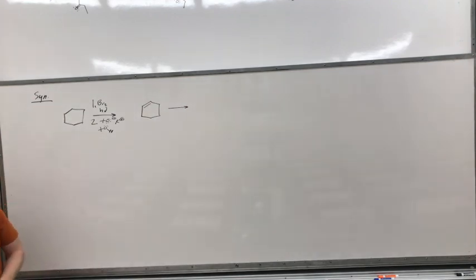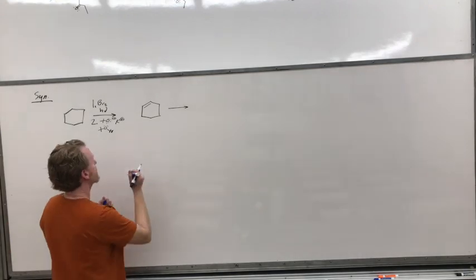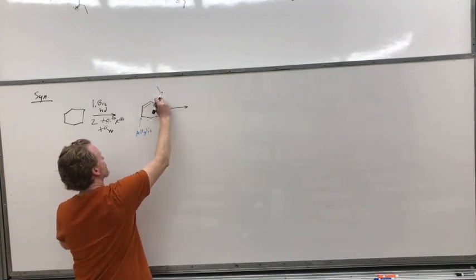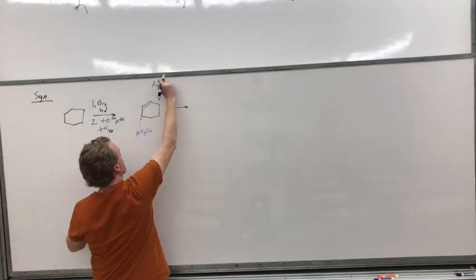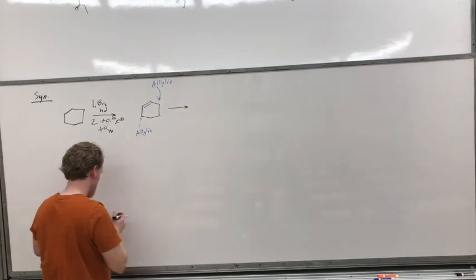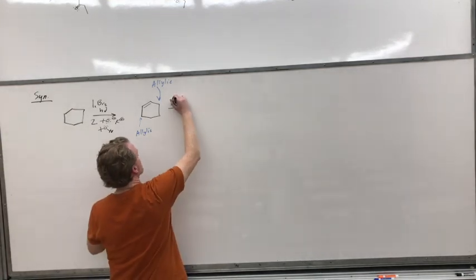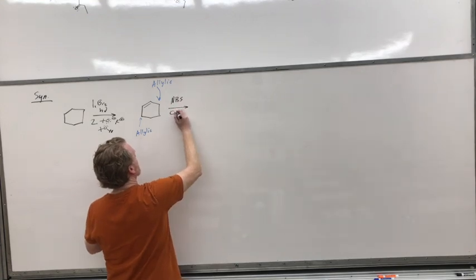Then I need to add a bromine allylic. This is an allylic carbon. And so is that one. They're symmetric. So I'll add my NBS, carbon tetrachloride, and a little light.